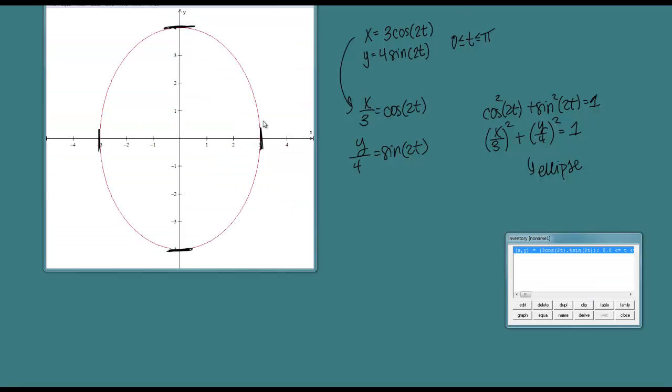And if I look back at my graph really quick, that makes sense, right? We said our horizontal tangent lines we expected to be at the top and the bottom of the ellipse here, and those do actually occur at the points (0, 4) and (0, -4). So that part it looks like we did correctly.